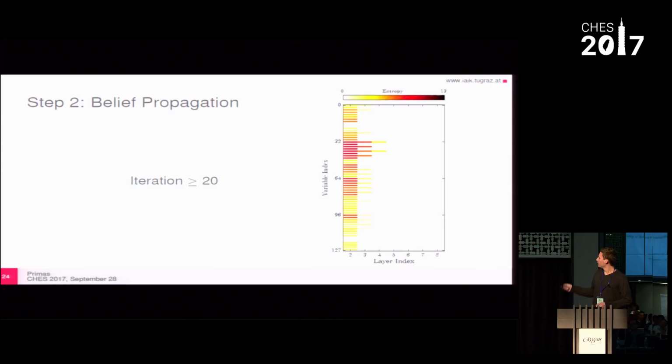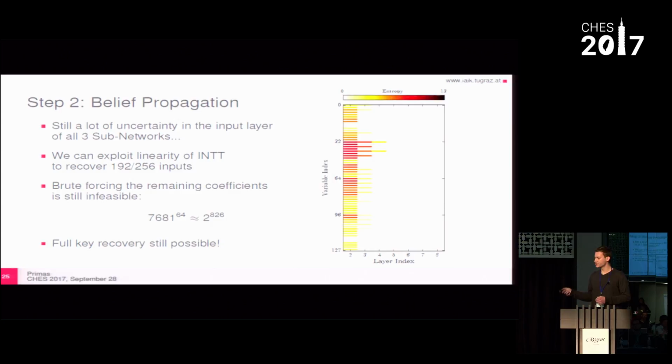Now, as I mentioned at the beginning, we actually want to know the input of this inverse entity, which is a bummer because, especially in the input, we have still quite a lot of noise, and it's not getting better if we do more iterations of the belief propagation algorithm. So what do we do?